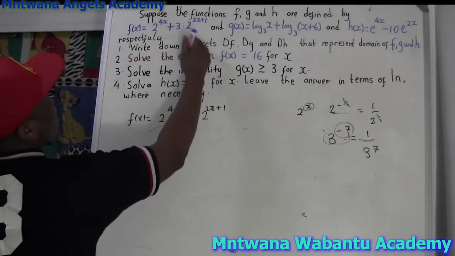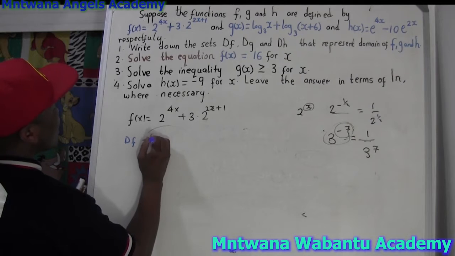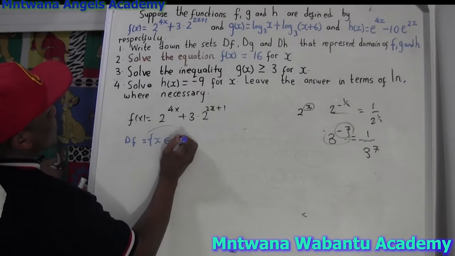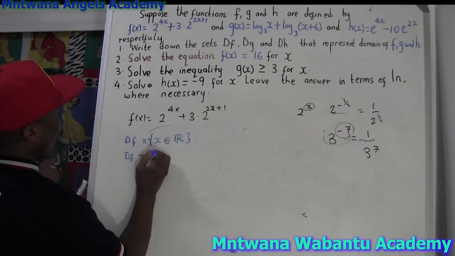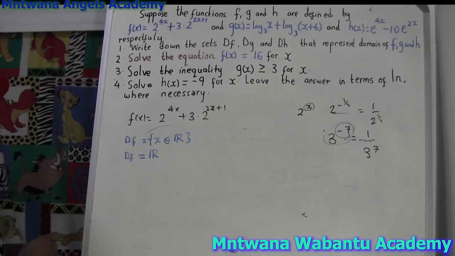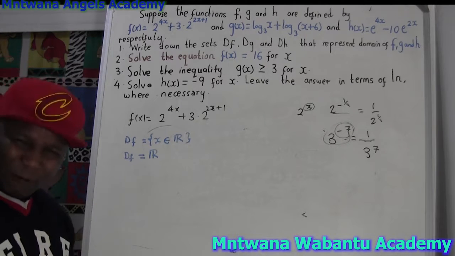So the domain of f, because everything is exponential, is x an element of all real numbers, meaning any number. Or sometimes they write it like this: domain of f, and then here you write the symbol meaning element of all real numbers. So for f, we're done. Now we know how to get the domain of an exponential function: any number works.